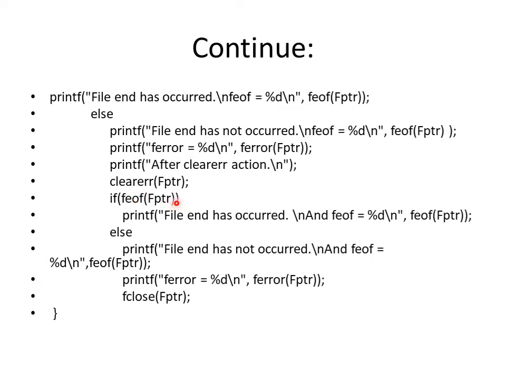If feof of the file pointer is true, then it will print file end has occurred. Else it will print file end has not occurred. Previously I have shown all those things with feof, and now I am using ferror, the file error, along with feof, and then I am closing the file.